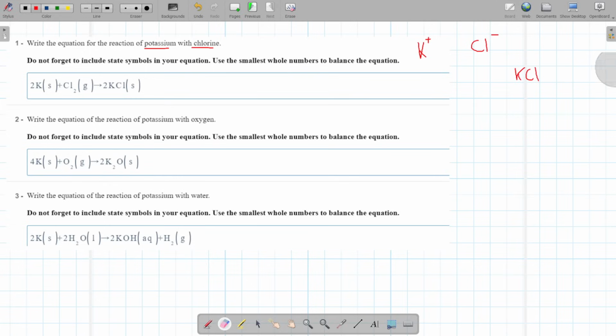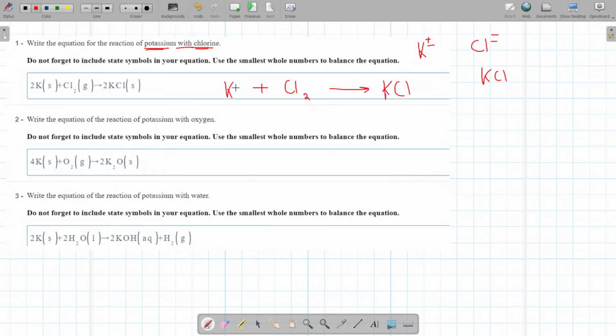Before writing down the equation, what I like to do is find the compound that I'm going to form. Since it's plus and minus, the same charge, they cancel out, which is going to be KCl if you crisscross. So your compound formed is going to be KCl. How do I write this? It's potassium with chlorine: K plus Cl. But chlorine is diatomic, it's always Cl2, to produce KCl.